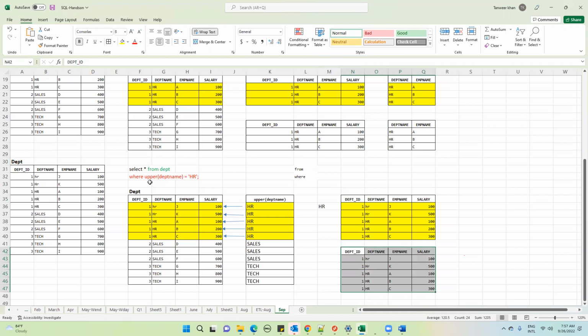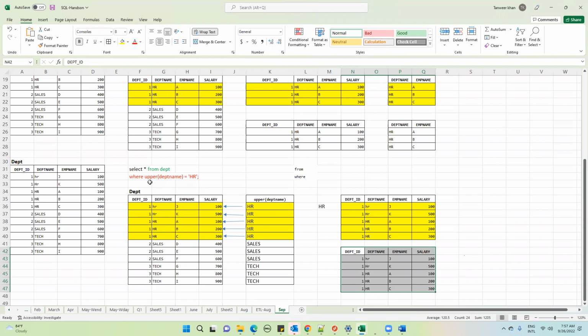Tanvir, what if I write select star from department where department name is equal to upper of HR? Will that work? I will show you that as well. Give me some time. But that will not work. Okay. Any other question?